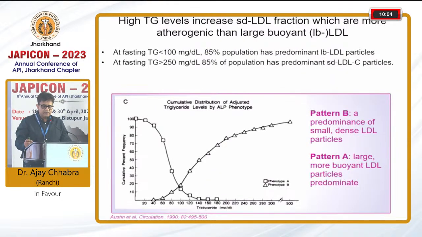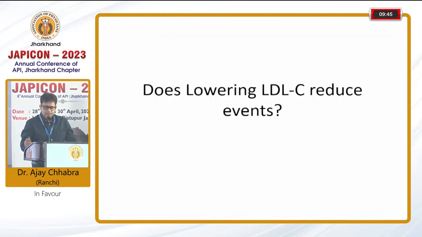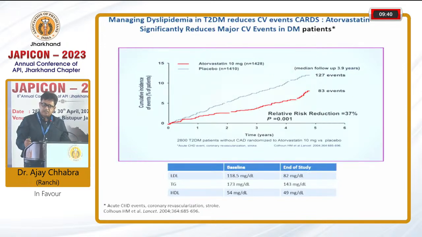High triglyceride levels increase the small dense LDL fraction, which is more atherogenic than large buoyant LDL. So at fasting triglyceride of more than 250, 85% of the population has predominantly small dense LDL, which is very dangerous and very atherogenic. Does lowering LDL reduce CV events? Yes, we have the answer. Yes, it does. In the CARD study, we have seen 10 milligram of atorvastatin helps to reduce cardiovascular dysfunction by 37%.